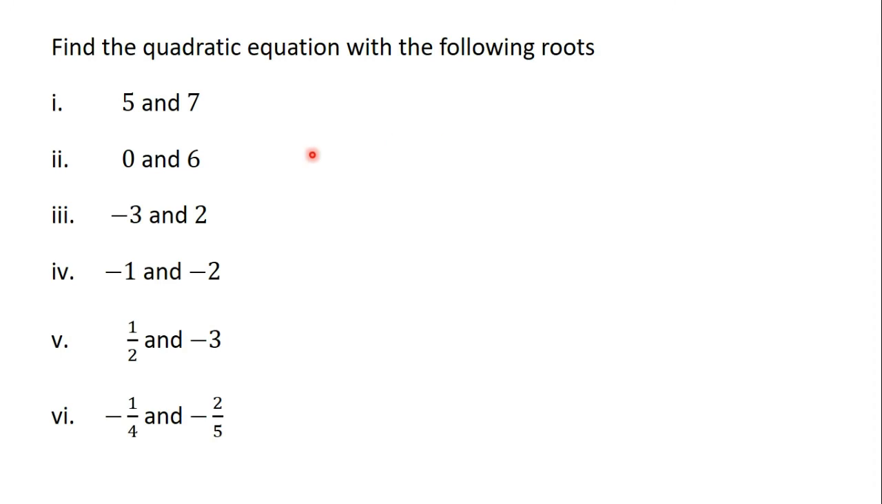Welcome back. We are still on the topic quadratic functions. We started solving these questions in the previous video. We solved the first three. In this video, we are going to solve the three remaining ones. Let's begin with the fourth one.